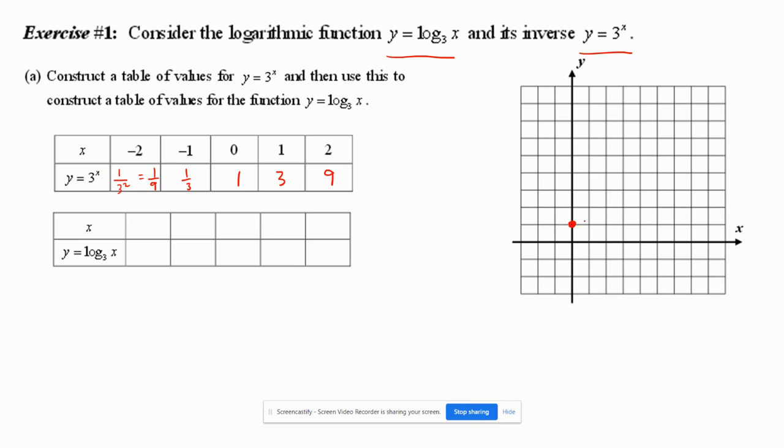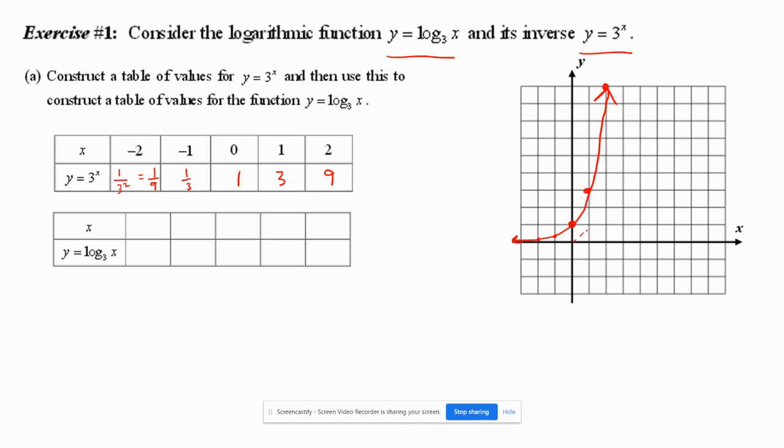0, 1, let's start there. 1, 3, and 2, 9: 1, 2, 3, 4, 5, 6, 7, 8, 9. And then negative 1 was 1/3. Let's go about 1/3 of the way. And negative 2 is 1/9, which is 0.111111. So this is our asymptote. It's going to go like this.